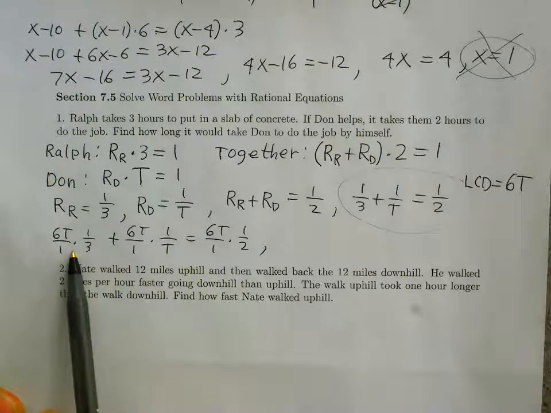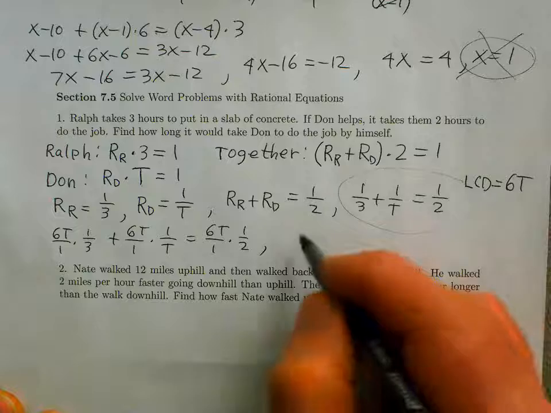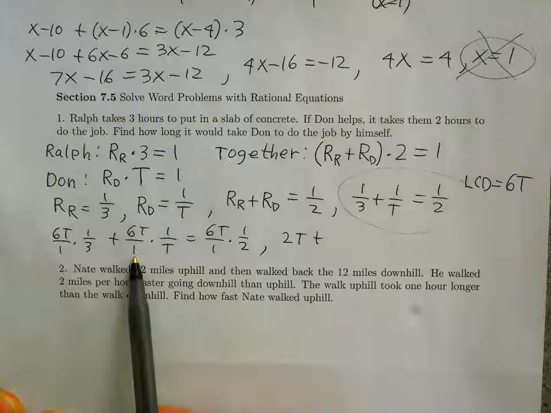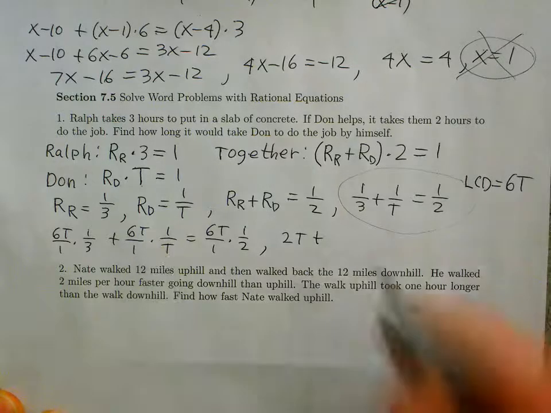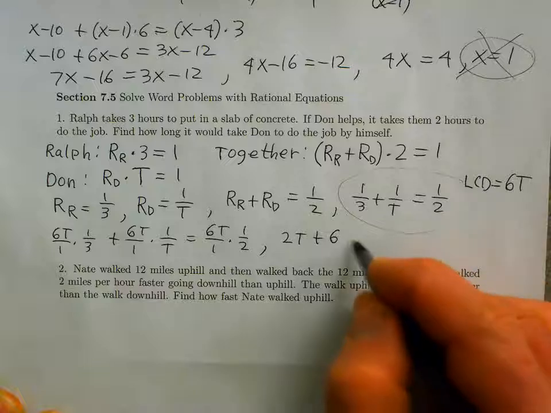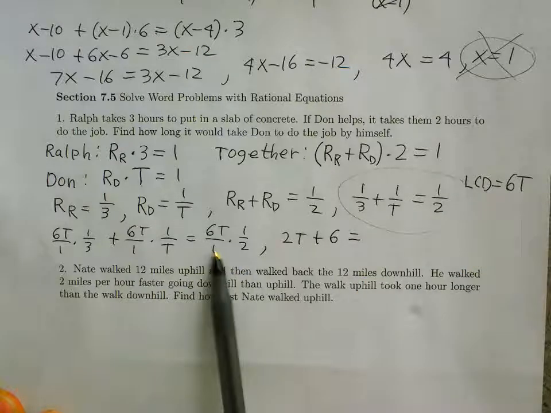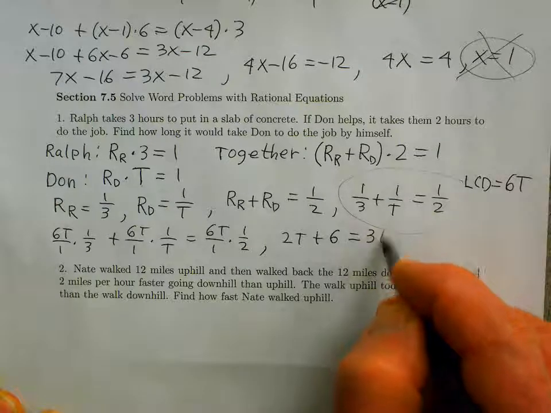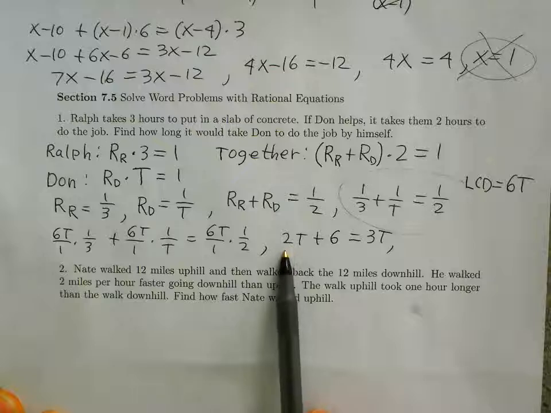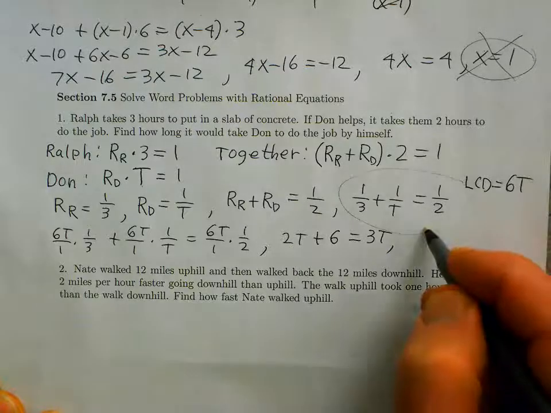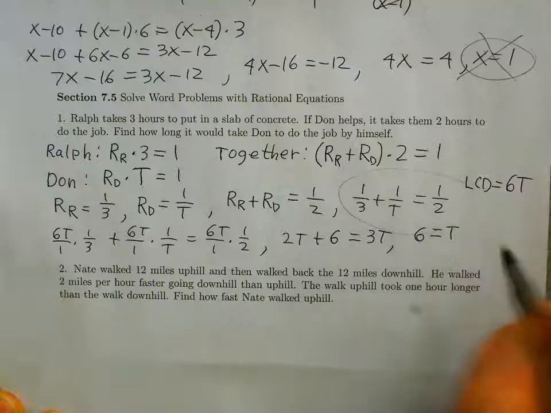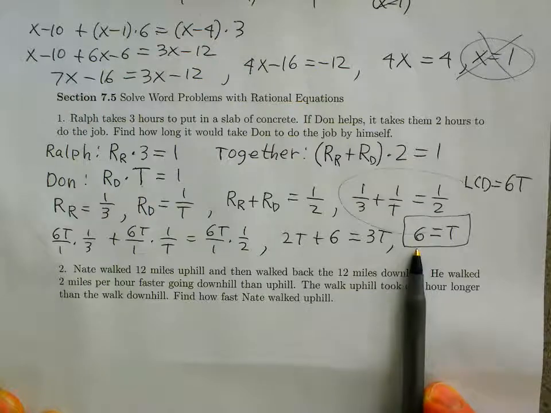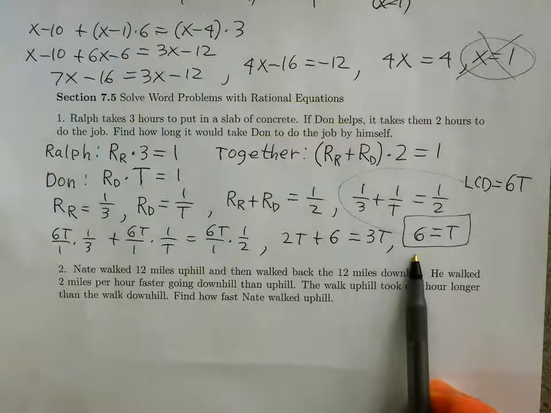6t over 1 times 1/3 simplifies to 2 times t. And 6t over 1 times 1 over t, the t's cancel, that simplifies to plus 6. And on the right-hand side, 6t over 1 times 1/2 simplifies to 3t. And then if we subtract 2t from both sides, we get 6 equals t. So 6 hours is how long it would take Don to do the job himself.